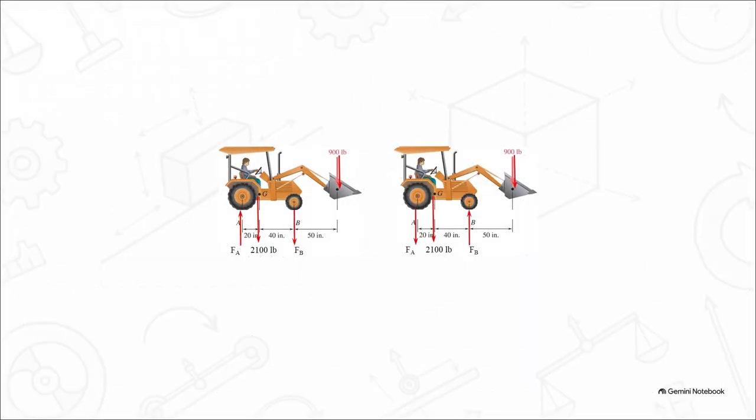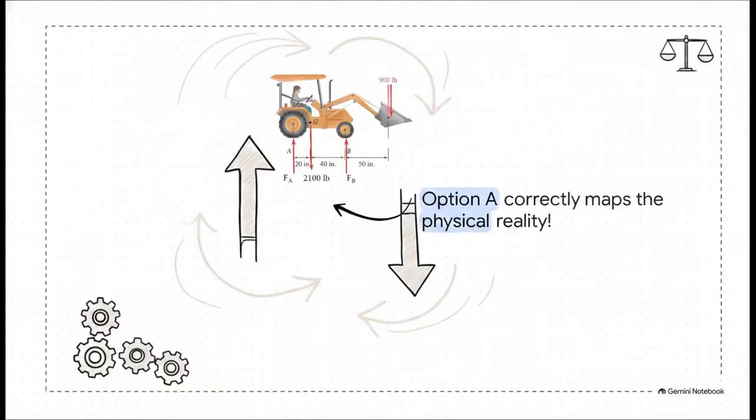And looking at options C and D, we can easily spot some subtle directional errors. Option C has both weight vectors pointing down, but inexplicably has the front wheel reaction pointing down as well. Option D makes a similar mistake by pointing the rear wheel reaction down. Just think about it realistically. The ground pushes up on the tires to keep this heavy machine from sinking into the earth. Yes, option A is for sure the correct answer.